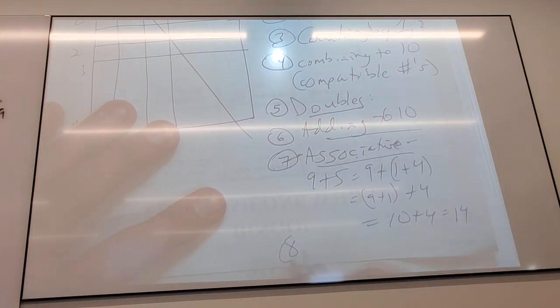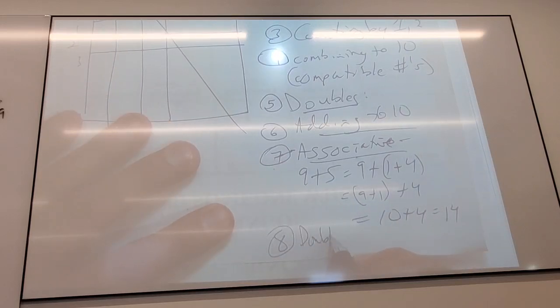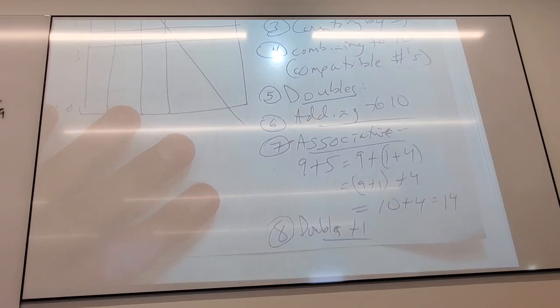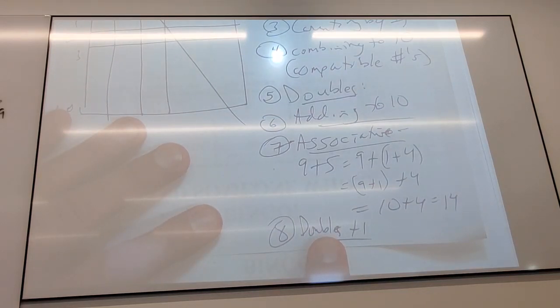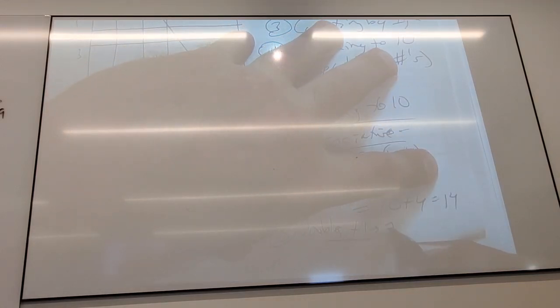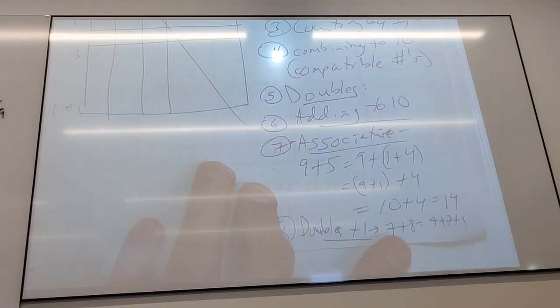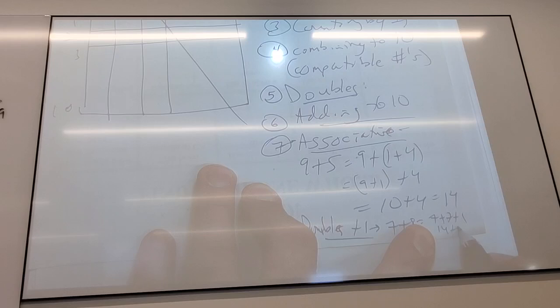The last little dude that I'll talk about, let's see if you guys like this. Doubles plus one. That's what it's called. Pretend like that word is doubles. This will be something like, if I have to do 7 plus 8, that's 7 plus 7 plus 1, which is 14 plus 1, which is 15.